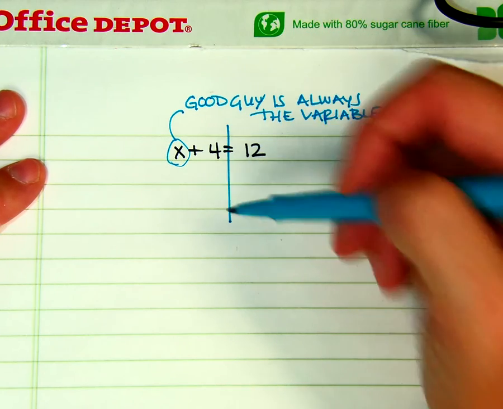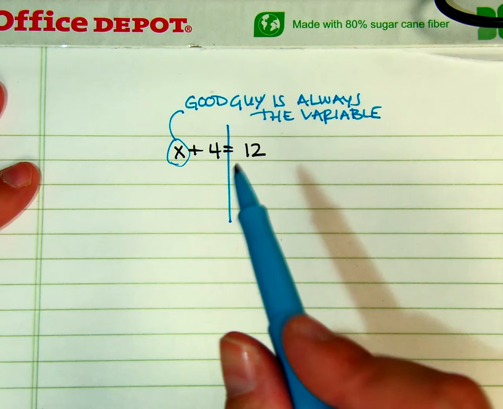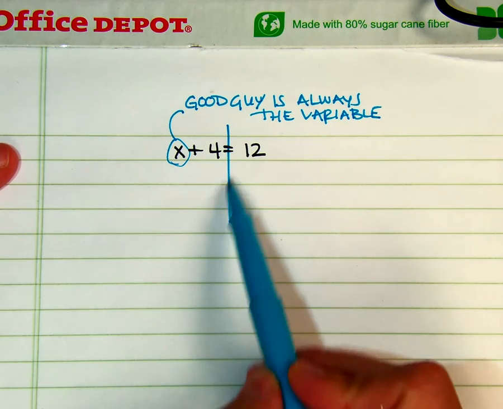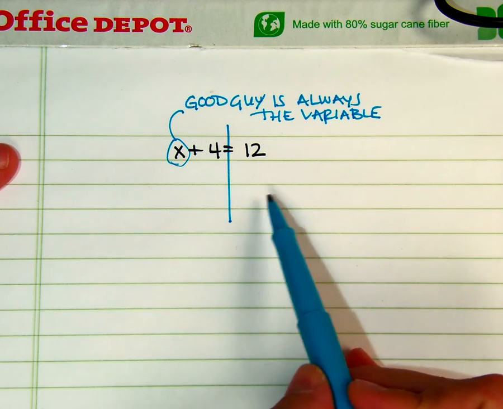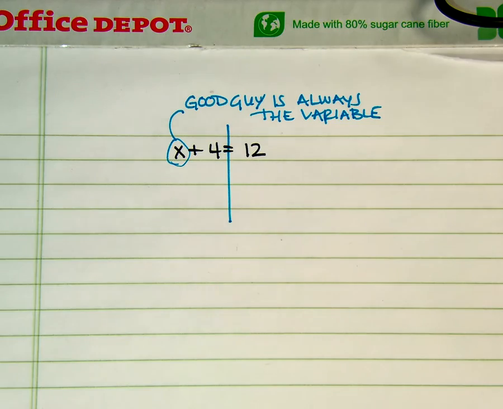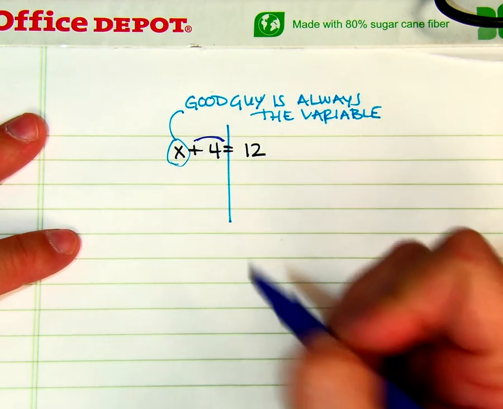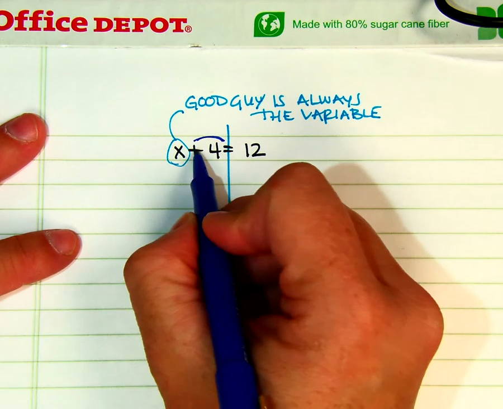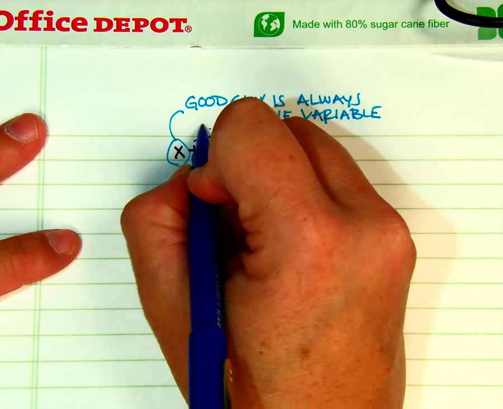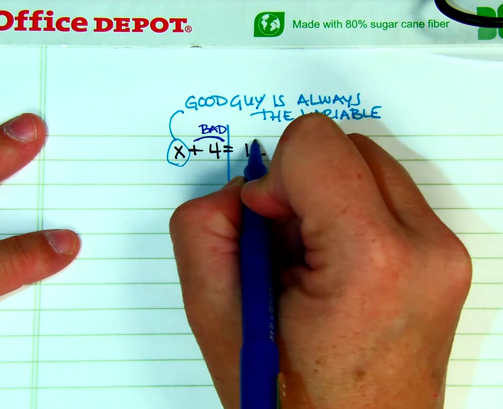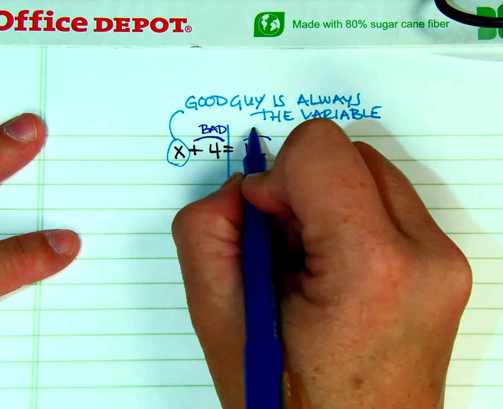So think of this as a fence. I want all my good guys on one side and all my bad guys on another. The 4, because it's just a number and there's something in between, this is a bad guy. And that would make the 12 bad as well.